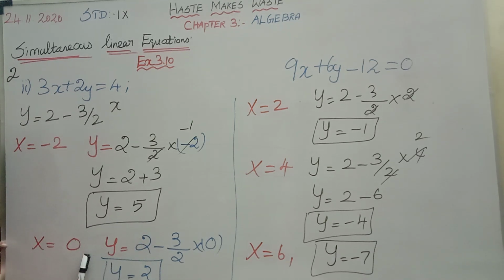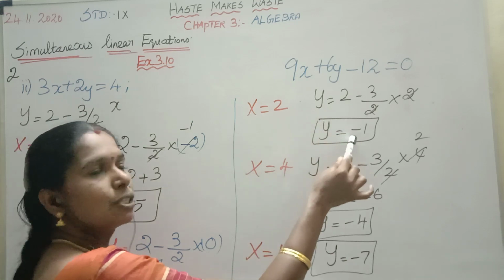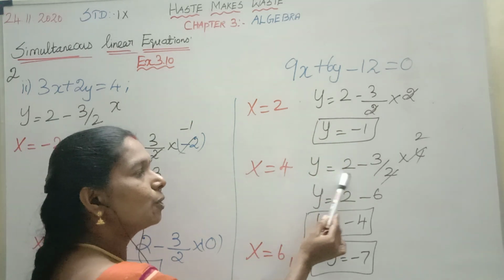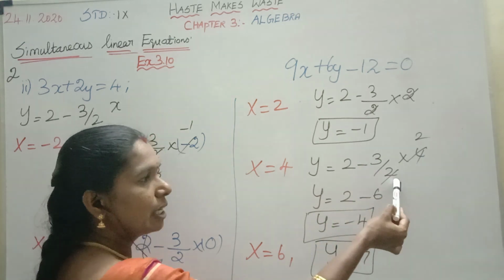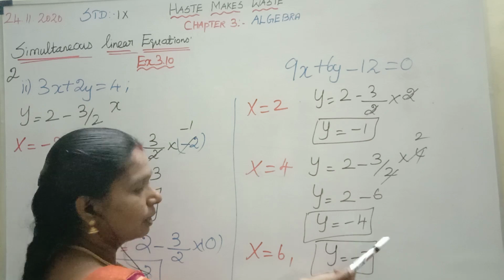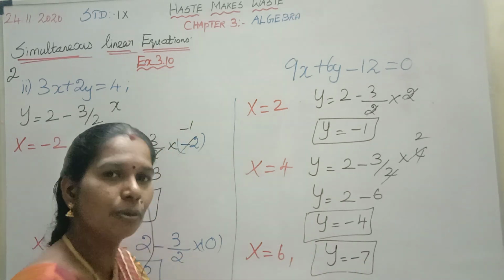x is equal to 0, this term becomes fully 0. x is equal to 2, y equal to 2. Next take x is equal to 2, then y equal to, I am getting minus 1. And x is equal to 4, now y equal to 2 minus 3 by 2 of 4. So 1 2s are 2, 2 2s are 4, 3 2s are minus 6, y equal to minus 4. Then if you substitute x is equal to 6, you are getting y equal to minus 7. You do it and see.